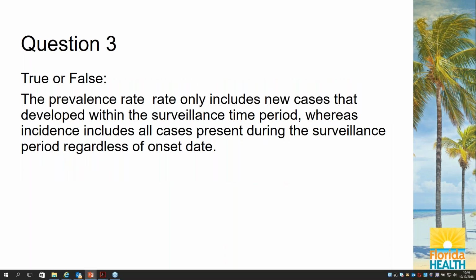Okay, so question 3, true or false? The prevalence rate only includes new cases that developed within the surveillance time period, whereas the incidence rate includes all cases present during the surveillance period, regardless of the onset date.